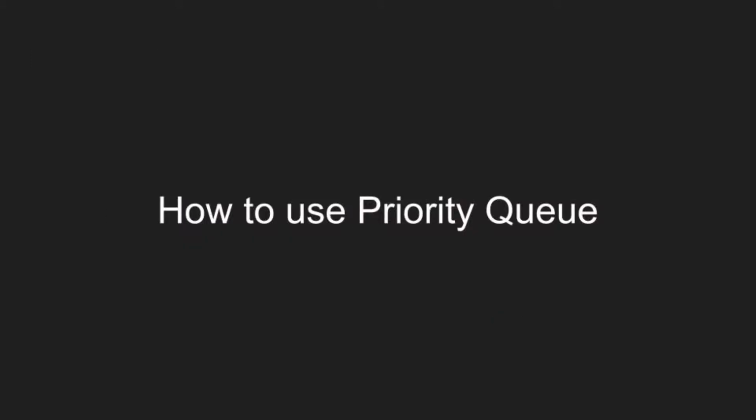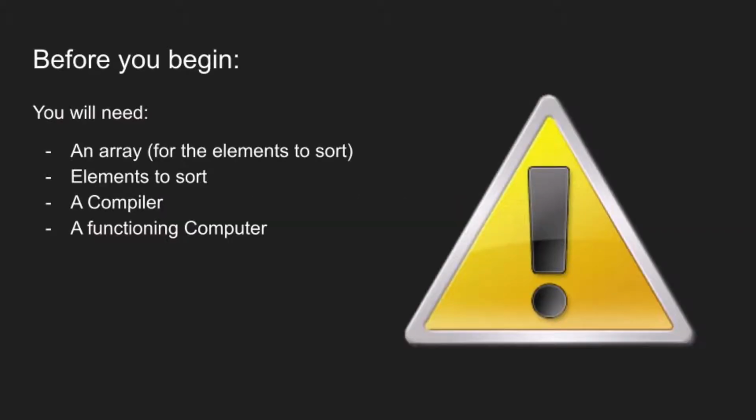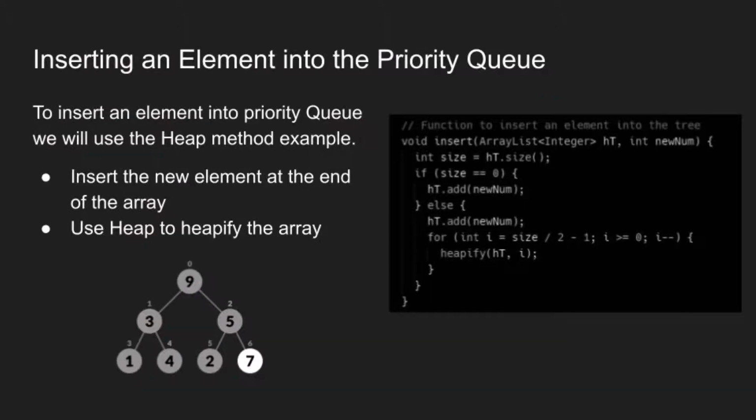Now, you may wonder, how do I use priority queuing for my programs? Simple. Before we begin, we'll need an array, elements to sort, a compiler, and a functioning computer. Any lack of these materials will make it impossible to demonstrate the objects about to be shown. Inserting an element into the priority queue.